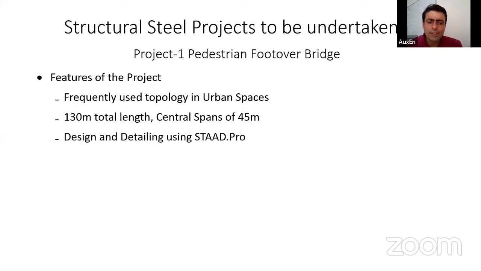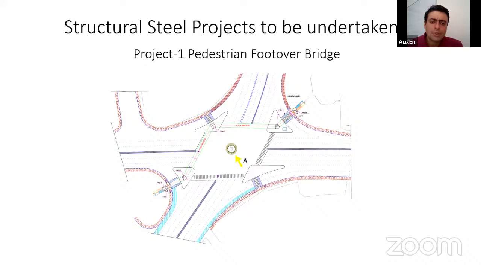We will be doing this project using StatPro. So this is the plan of that. It is so big that I am unable to fit it in this slide, but I think you can make out this is the plan view. Can you see this? I am marking red lines, I'll use a different color to highlight, so I'm putting it in blue. I hope you can see. So this is your footover bridge in plan. Something like this. This is the plan view, and this is the traffic flow.